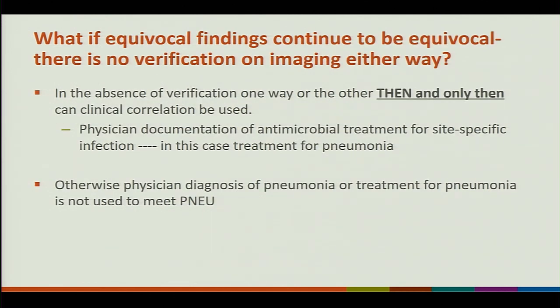What happens if it just continues to be equivocal? Well, in that case, in the absence of verification of whether you can use it or you can't use it, then and only then will you use clinical correlation. And that would be the physician saying, all right, it's clear as mud. We don't know if it is or isn't, but my interpretation based on this patient's clinical presentation is this is evidence of pneumonia. And he doesn't have to say this is evidence of pneumonia, by the way. He is saying I'm treating this patient for pneumonia, and there are antibiotics specifically designated for pneumonia. Then you can use that.